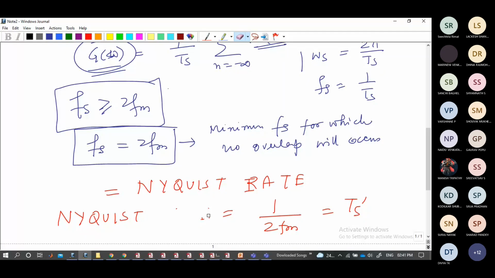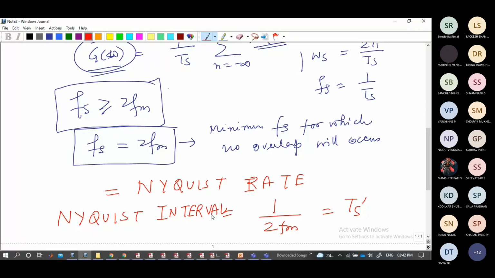So one is what we call the sampling rate, and this is the Nyquist interval. One is called the Nyquist rate, where fs, the sampling rate, is equal to twice fm, for which the overlapping will never happen. In the same way, if I represent it in the time domain, it is the Nyquist interval. And for the sampling frequency, the best condition is fs greater than twice fm, for which no overlapping will take place.